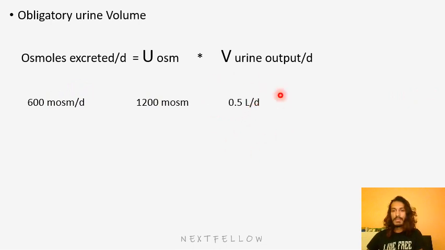So this is important in a clinical setting. If it goes less than that, that's a problem. The person is not able to excrete enough urine. Okay, so the person is not able to excrete enough things that need to be excreted. So this is how you measure this. So this is the obligatory urine volume.